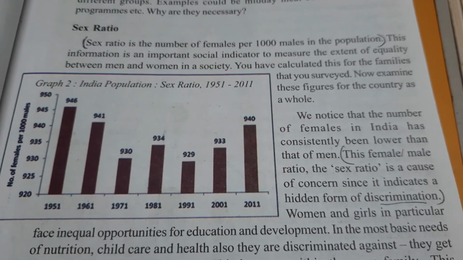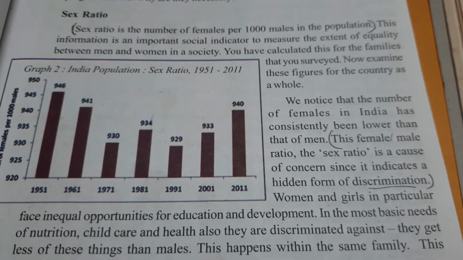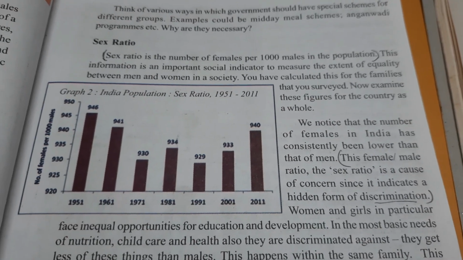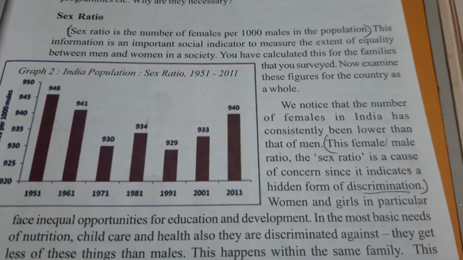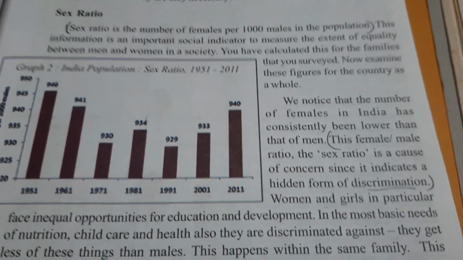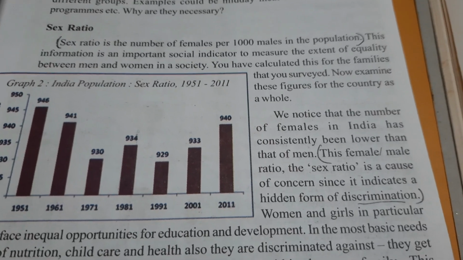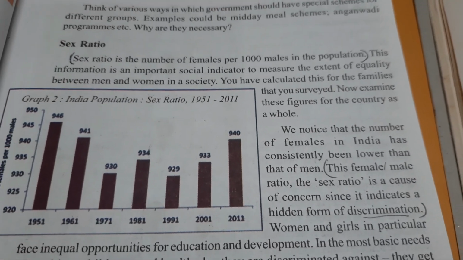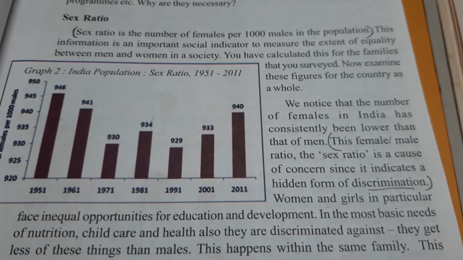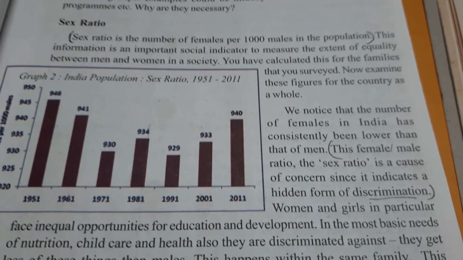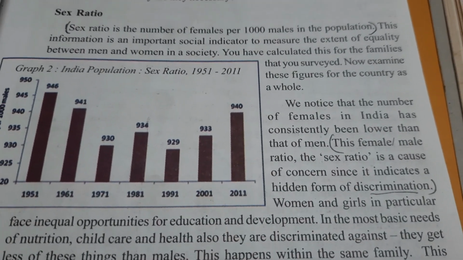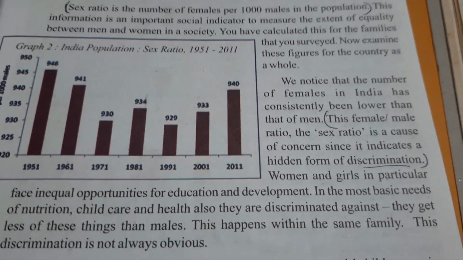Sex ratio indicates a hidden form of discrimination. We can't find out whether the family or society is discriminating, but it is a good indicator, and it shows that there is a very large amount of discrimination against females in the society. That means the family or the society is ignoring the health of the female child. They don't want a female child to be born. They prefer a male child. They take good care of the male children. They send only the male children to school, hoping that they will earn in the future.